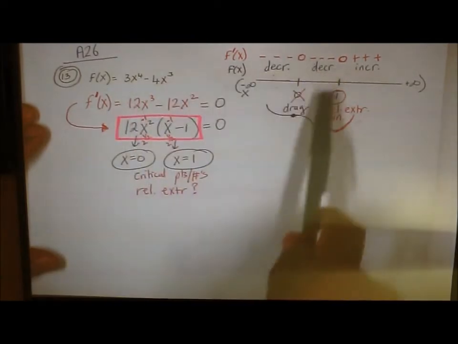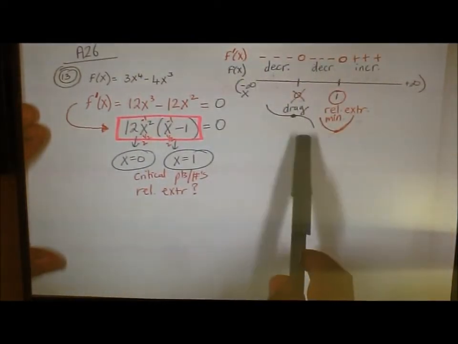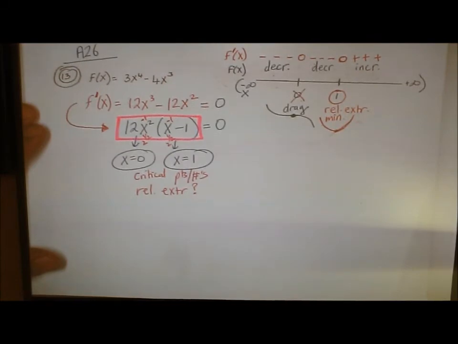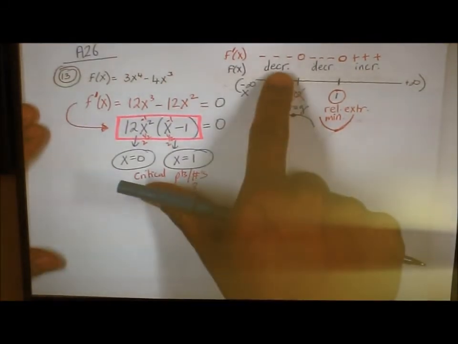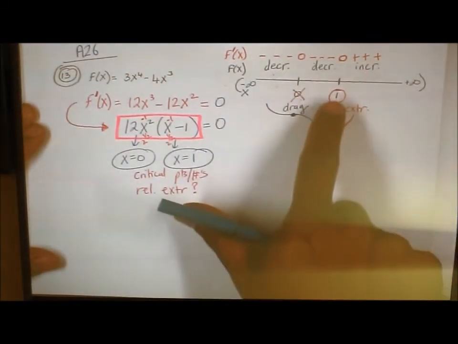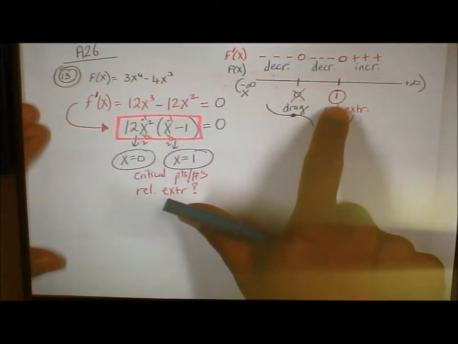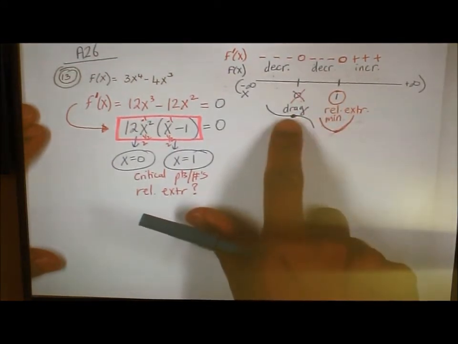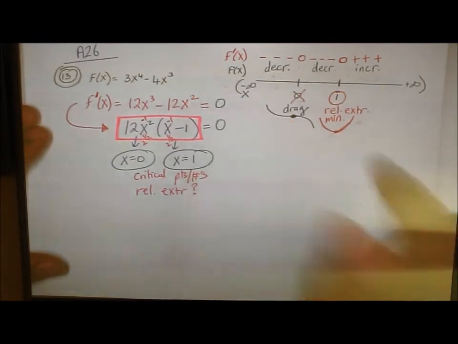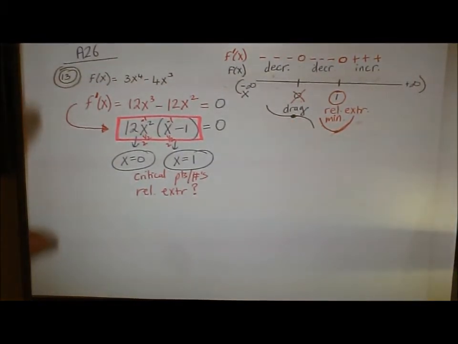Step 2, make a number line. And the number line will give you everything. Intervals of decrease, intervals of increase, and any potential relative extrema, including descriptions of what's not an extrema. All right, and then that's the end of step 2.